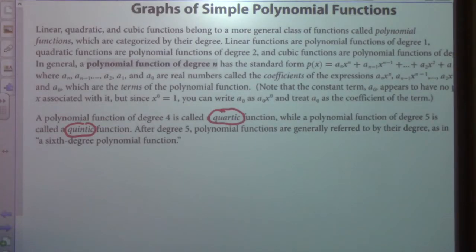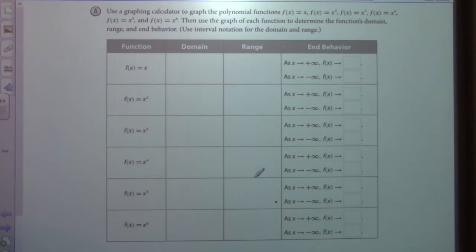Okay, let's go on here. We have these tables. I'm going to go through this really quickly, and we'll get to these exercises pretty fast. So it says use a graphing calculator to graph the polynomial functions. Does everybody have a graphing calculator in hand? I want you to get one if you don't have one. Okay, good. So basically, I'm going to go through these really fast. And so what is the domain of all these functions here and all polynomial functions?